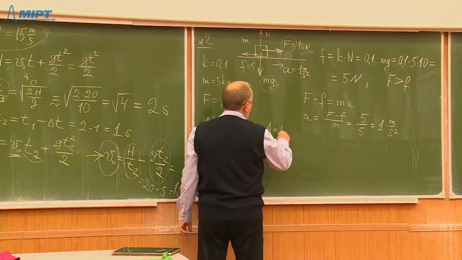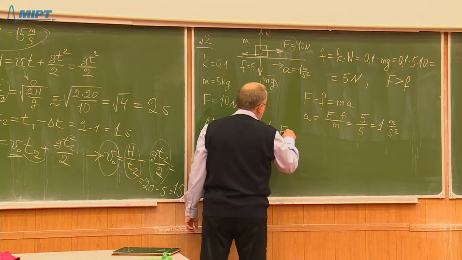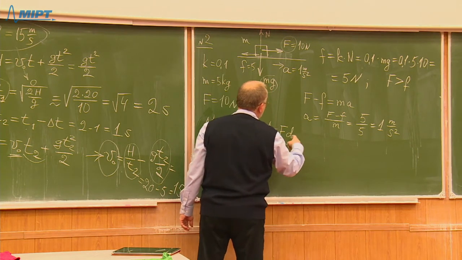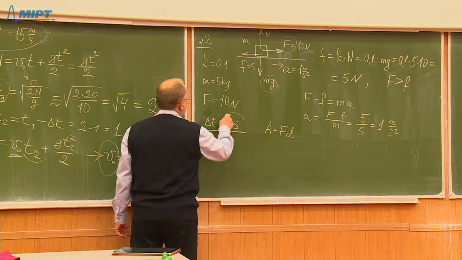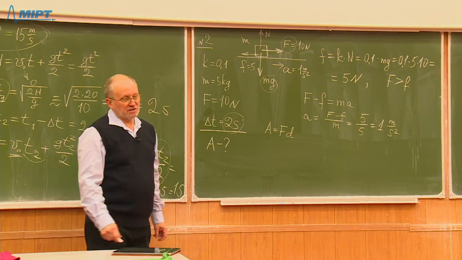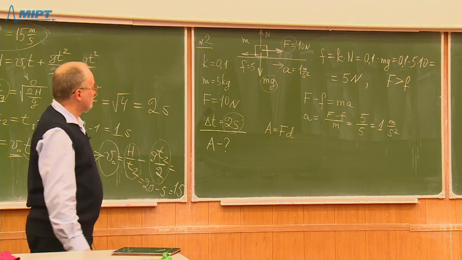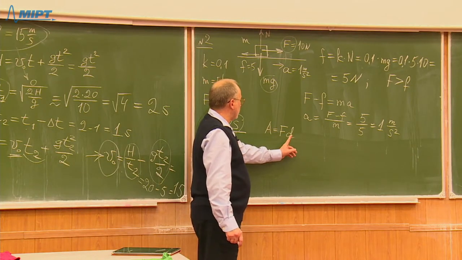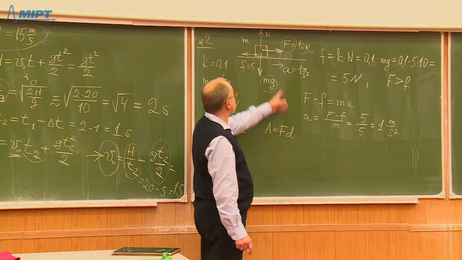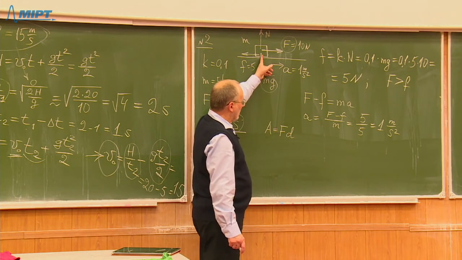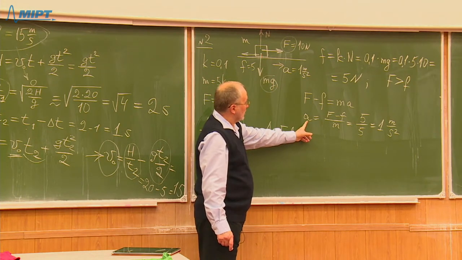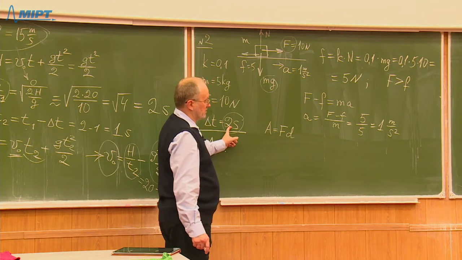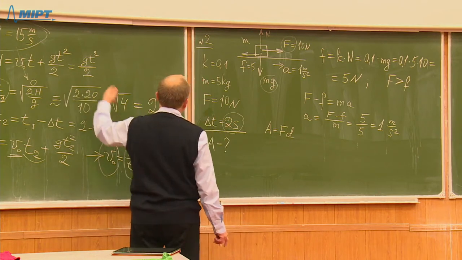So the work performed by this particular force will be equal to force times displacement of the body, displacement during 2 seconds of its motion. So we have to find the displacement. The force F is known. We have to find the displacement. Can we find the displacement if we know that the initial velocity was 0 and the acceleration was 1 meter per second squared and the time in motion was delta t, given as 2 seconds? Certainly, we can use the same formulas here.